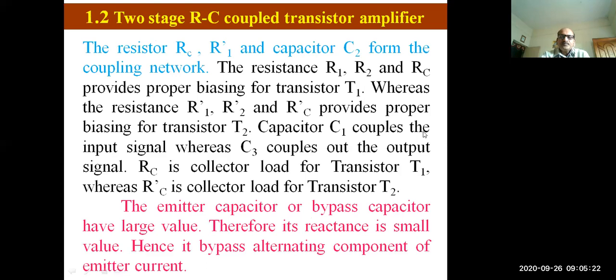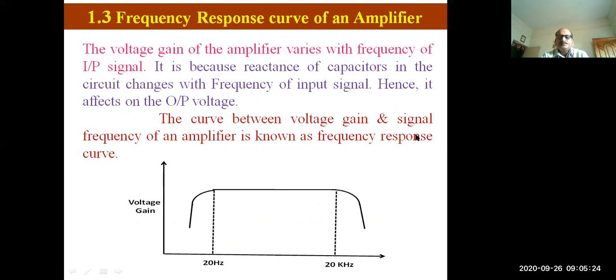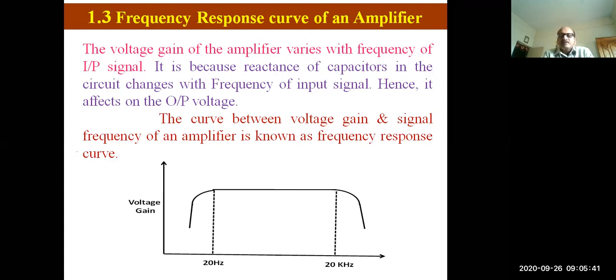After that, we have to see the frequency response curve of an amplifier. What is the frequency response curve? It is the graph of gain versus frequency. Voltage gain versus frequency. The voltage gain of the amplifier varies with frequency. Therefore, we can draw the graph of voltage gain versus frequency.